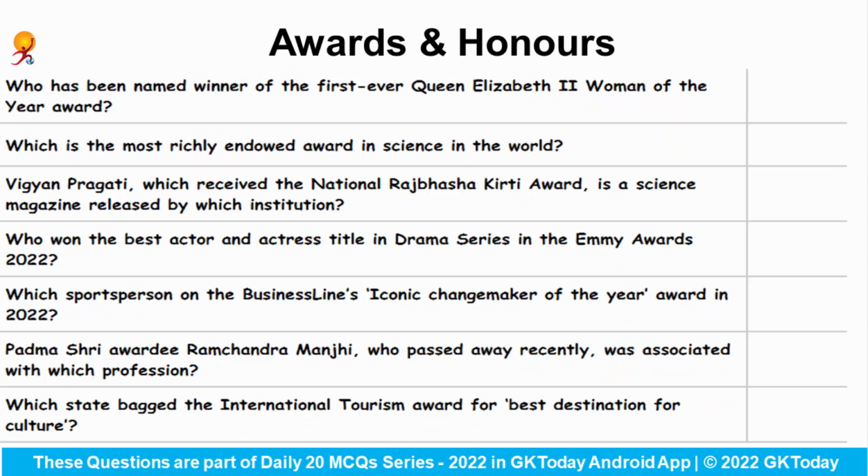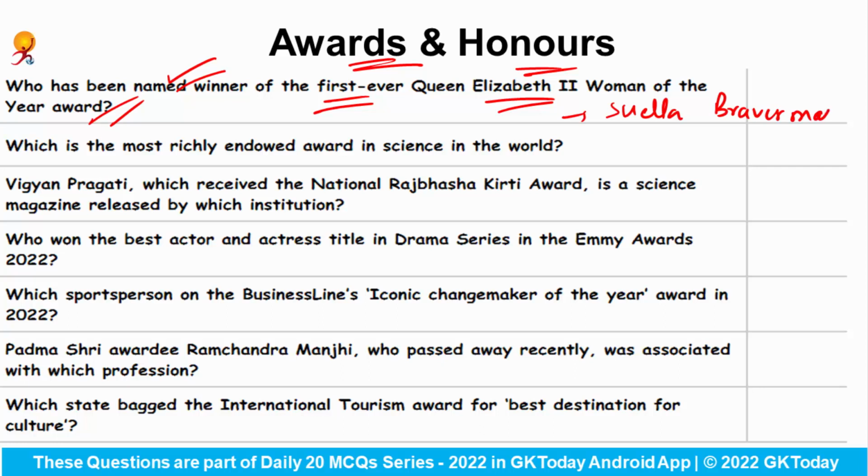Now let's see some of the important awards and the honors. Who has been named winner of the first ever Queen Elizabeth II Woman of the Year award? This is Indian origin Suella Braverman. Okay. Which is the most richly endowed award in science in the world? So the most important award in the field of science is Breakthrough Prize and we also call it the Oscar of the Science. Okay.